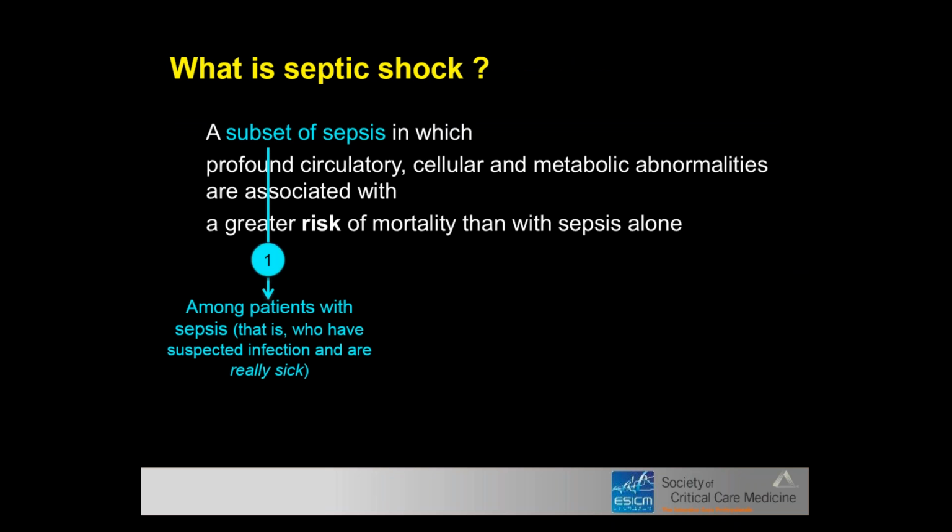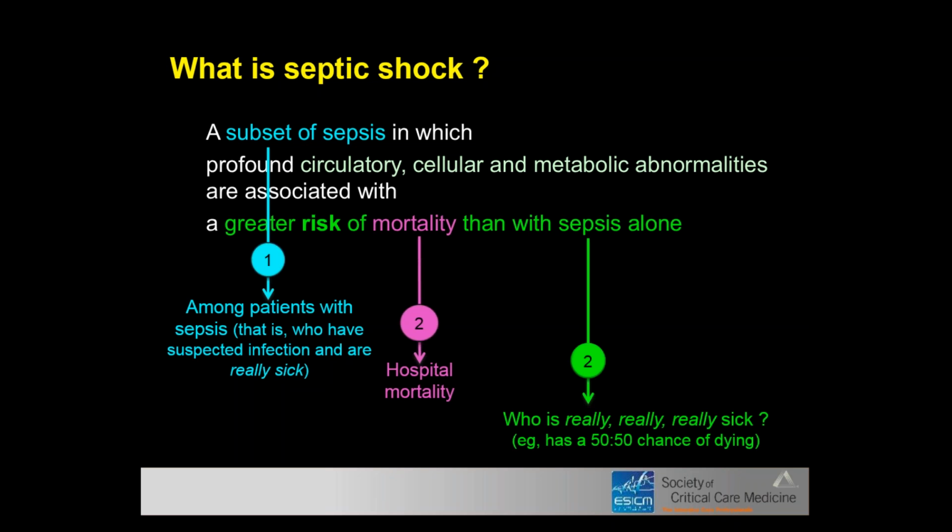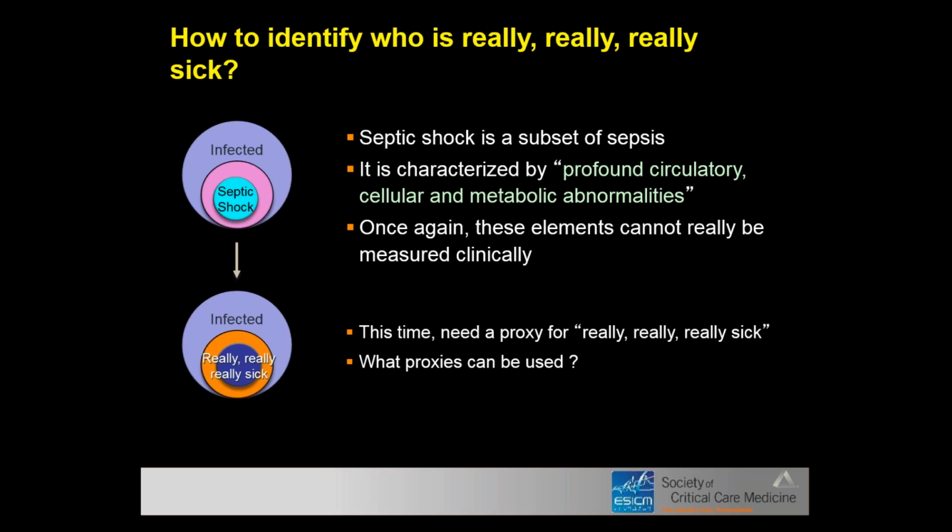What subset of sepsis do we need to be looking at? Well, among patients who have sepsis, so we're starting with patients who have sepsis, a potential difference lies in the mortality, in this case hospital mortality. And those with hospital mortality in excess of that seen in the sepsis group alone served as a surrogate. That is, these are patients who are not just sick, but are really, really, really sick and have a 50-50 chance of dying.